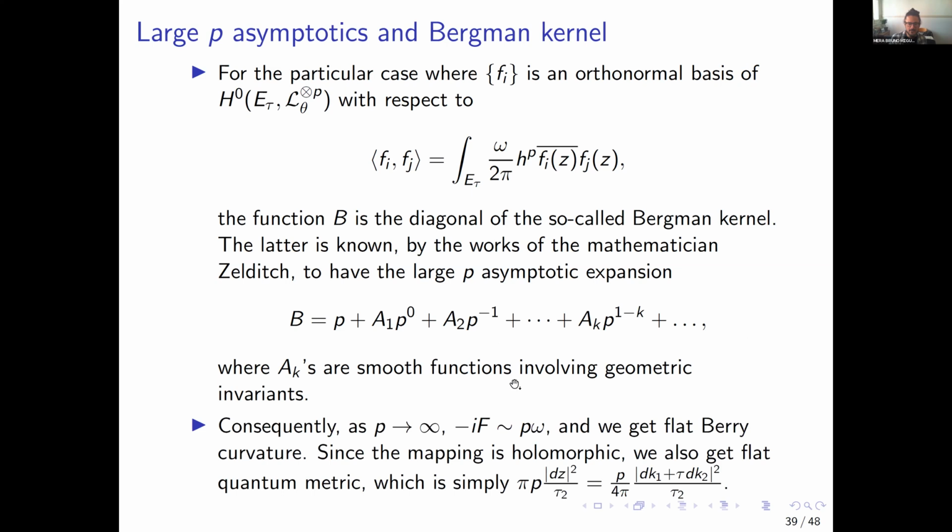What you see is that because of the relation above, as P goes to infinity, the Berry curvature goes to P times omega. And then because omega was translation invariant, so will be F in the asymptotic limit when P goes to infinity. So again, because the mapping is holomorphic, the same will hold for the metric. It will become translation invariant. And actually, there's a nicer interpretation of this, which I'll say later.